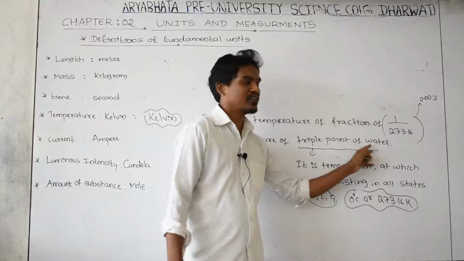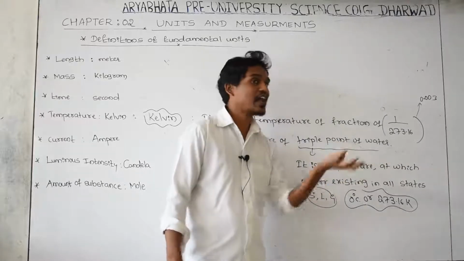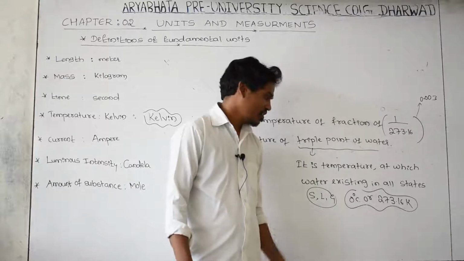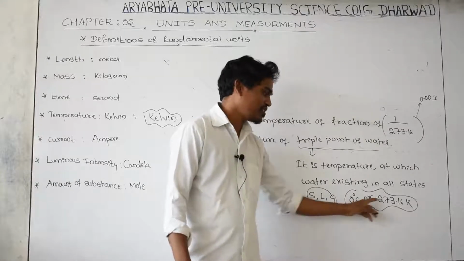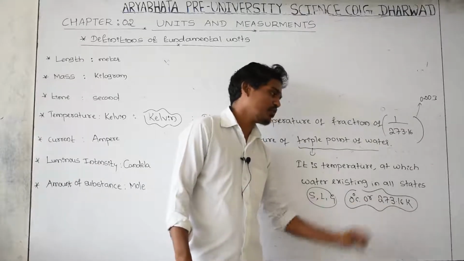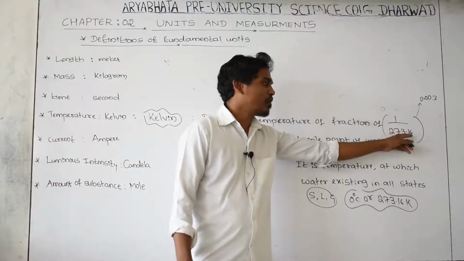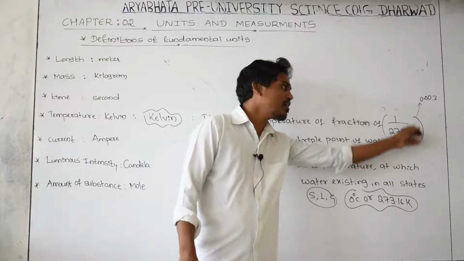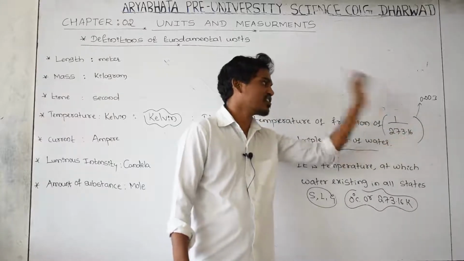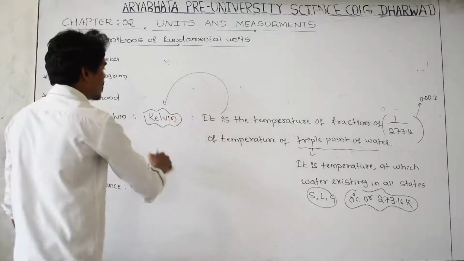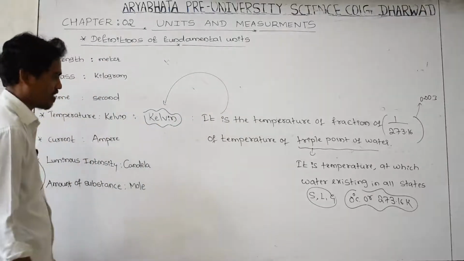The triple point of temperature is the temperature at which the water exists in all the states. That is, the triple point of temperature is equal to, in terms of Kelvin, 273.16 or 0 degrees Celsius. When you divide 1 by 273.16, the answer or fraction you get, that temperature is 1 Kelvin.